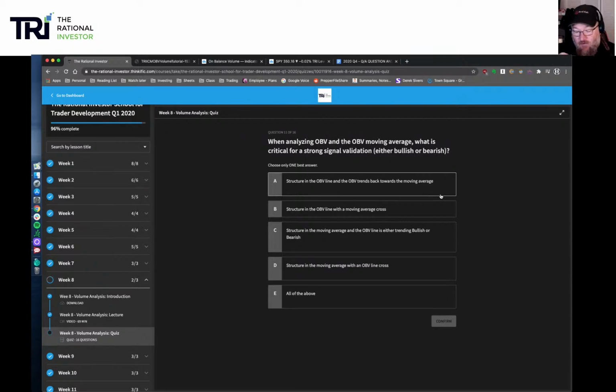And then we've got to have our market structure in place before we get into a trade. We absolutely have to have all of those in place. Okay, and that's critical.